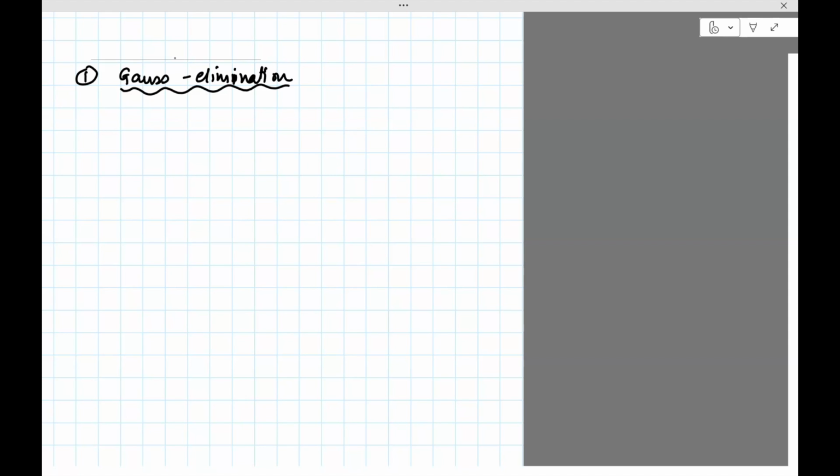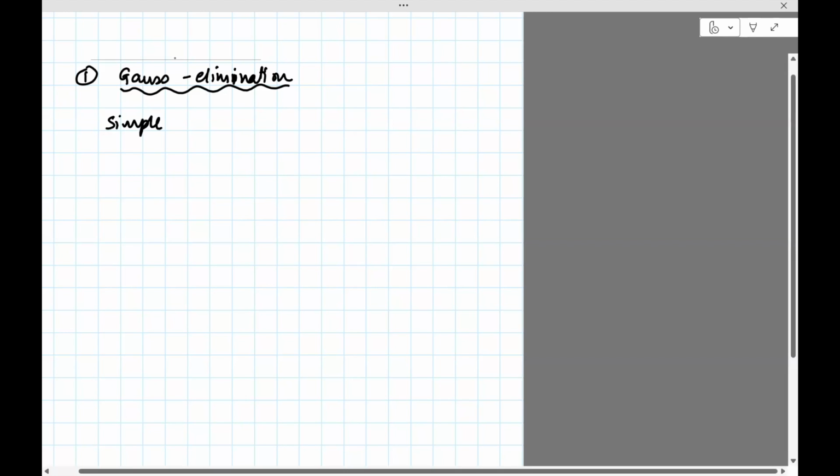Okay, I think it's best to motivate this with a simple example. Okay, so let's look at this 2 cross 2 example, which means that A is 2 cross 2. So, 2 equations, 2 unknowns. It's easy to compute the solution to that, right?